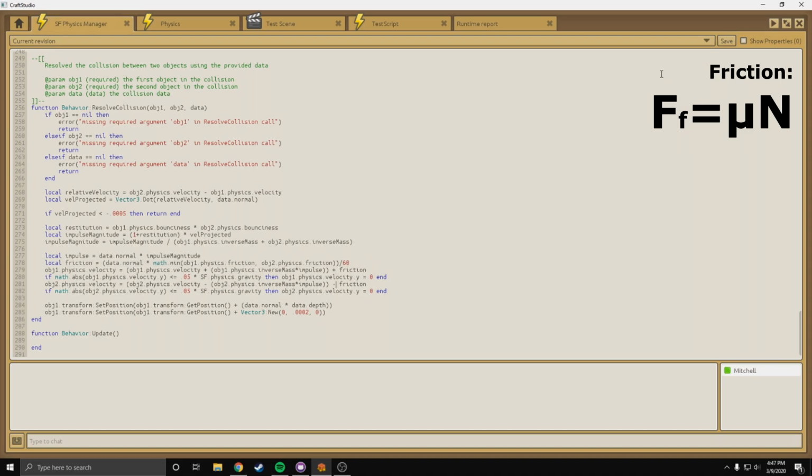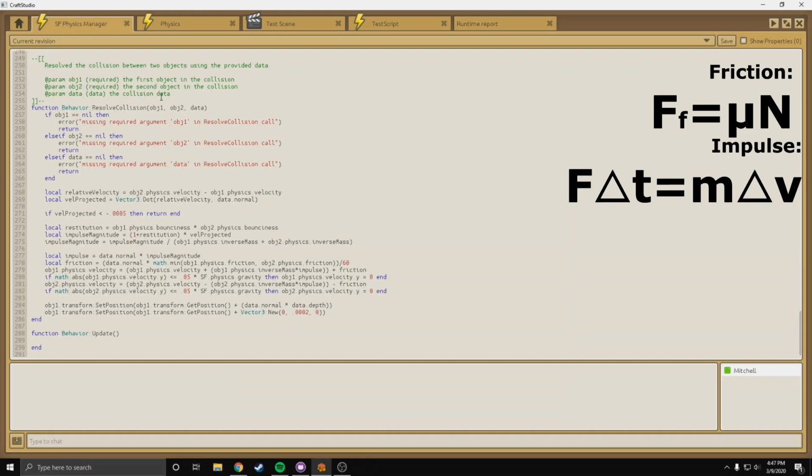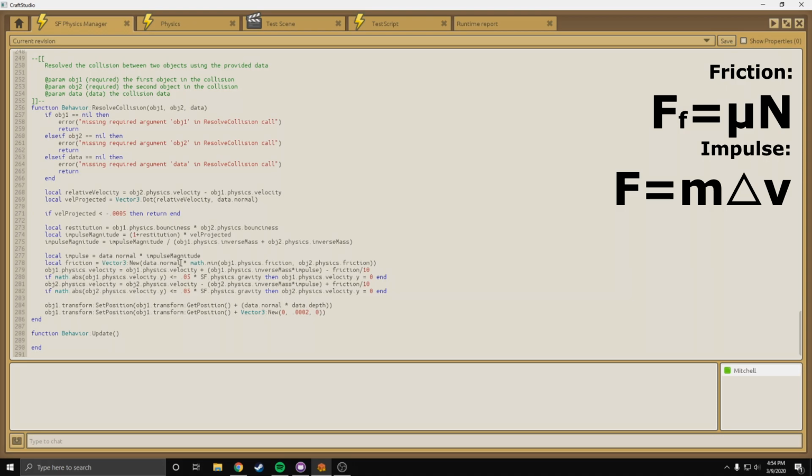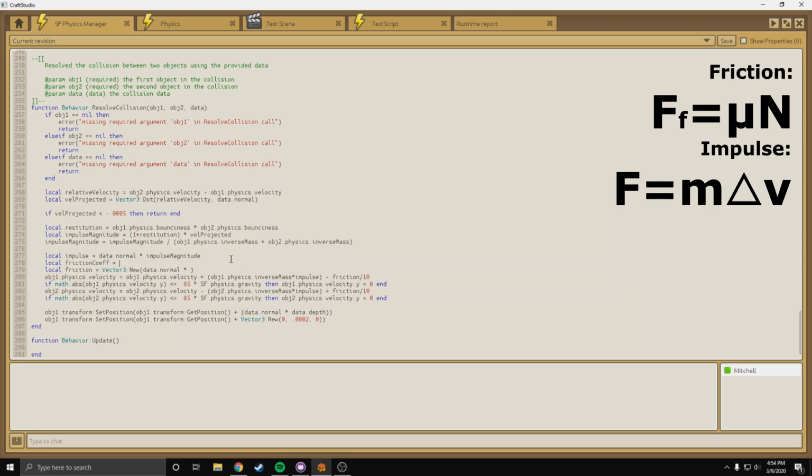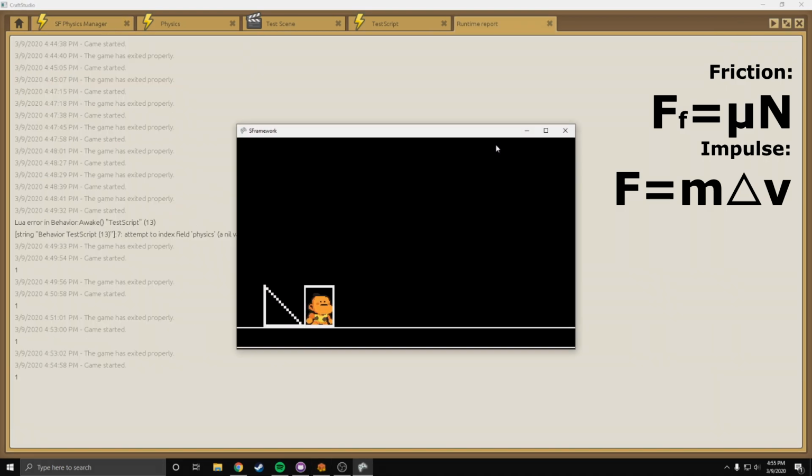So now we also have to consider what an impulse is. The equation for that is F, so the force times delta time, is equal to the mass times delta velocity. In this case, delta time is just one game tick, so we can eliminate it from the equation, leaving us with force equals mass times delta velocity. So in order to find our resulting velocity, like we do already in our resolution function, we need to do a little bit of manipulation.